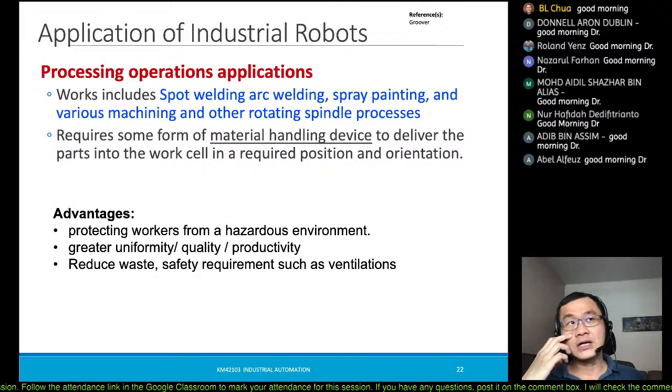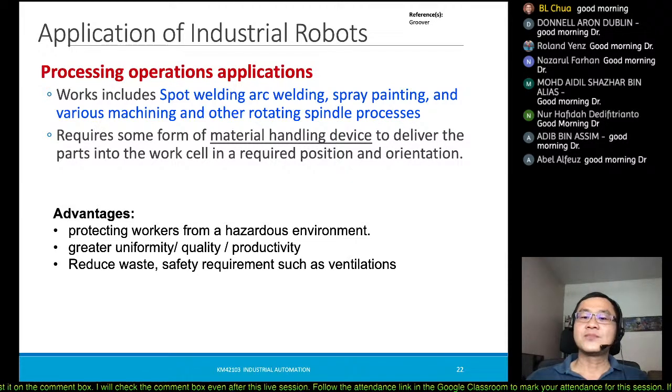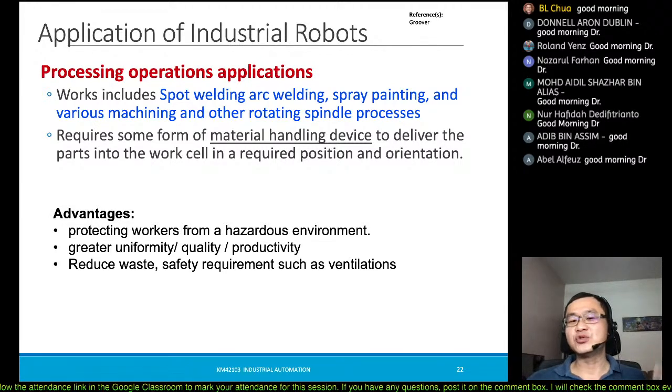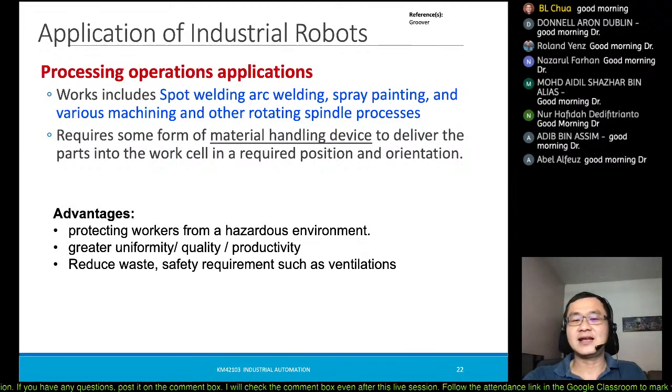So in the factories, like in Malaysia, we are governed by the Factories Act and other acts. There are regulations that in those workspaces there is a minimum air change per hour, meaning the type of ventilation you need to provide. Once you replace humans with robots, you have reduced your scope of ventilation.